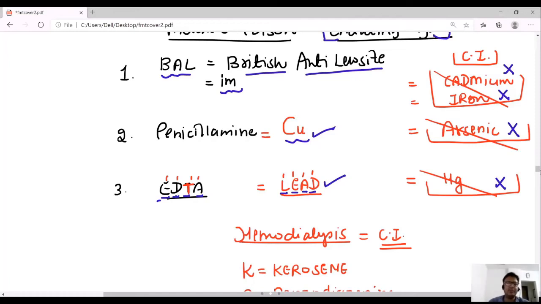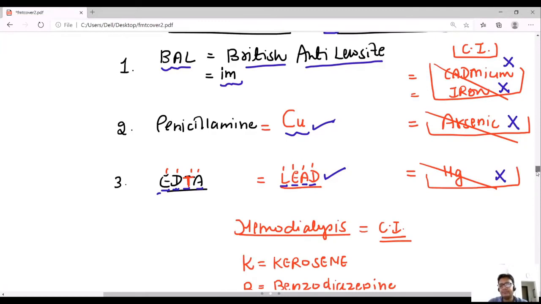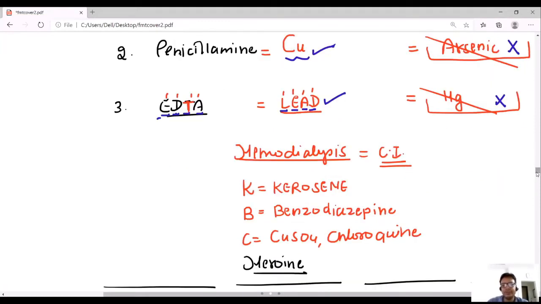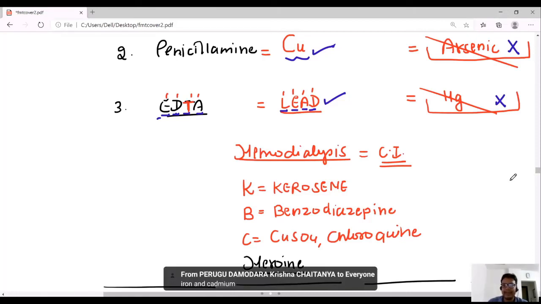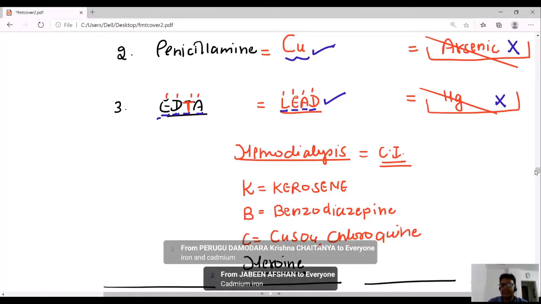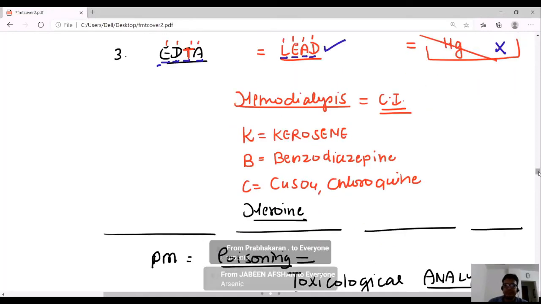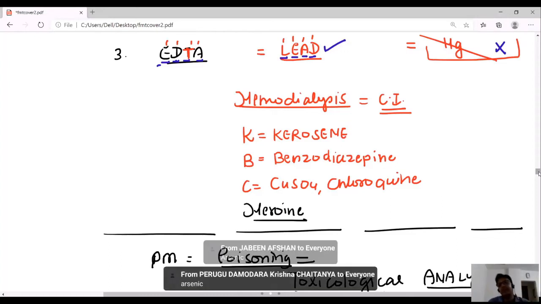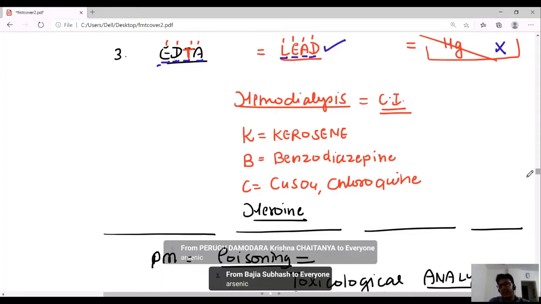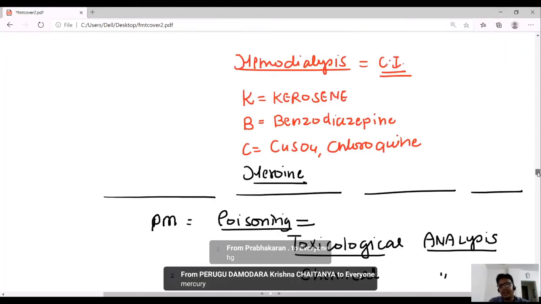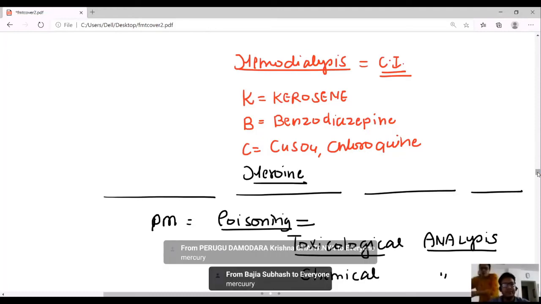So, sir, you can get a question. Write down: BAL is contraindicated in which poison? Cadmium and iron. Penicillamine is contraindicated in which poison? Yes, it is contraindicated in arsenic, given in copper. EDTA is given in lead and contraindicated in mercury.